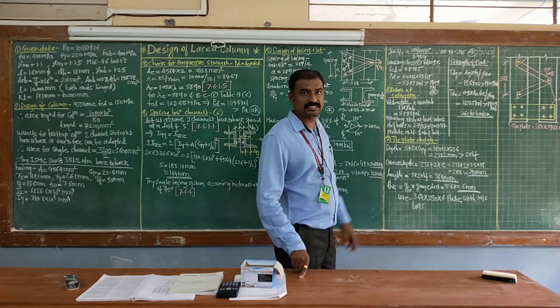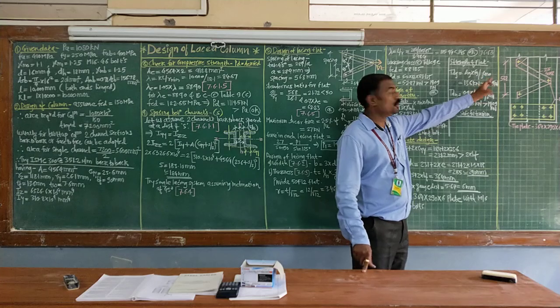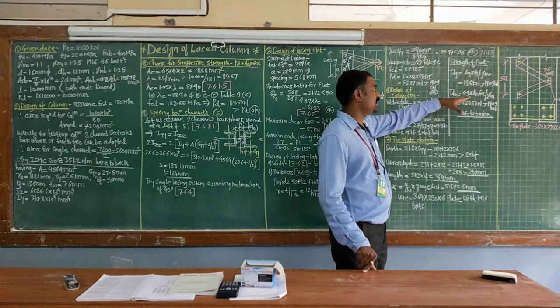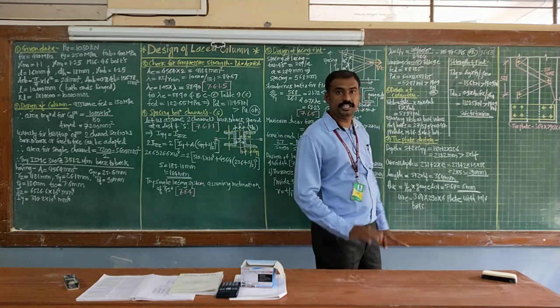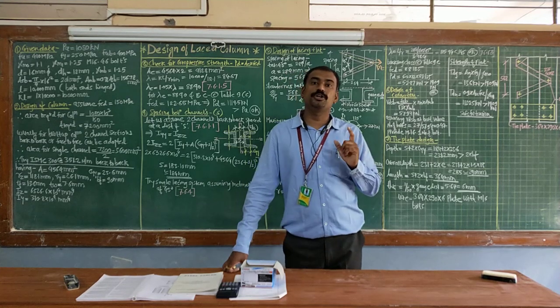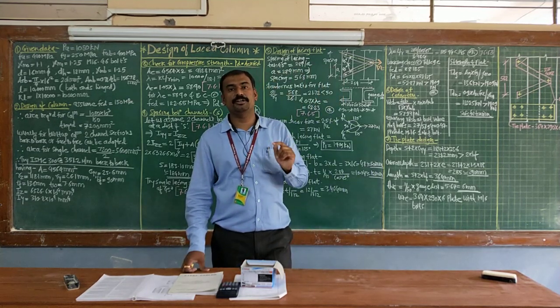Tdg is given as A gross into fy divided by the partial safety factor gamma m0. Calculating that value, you are getting 136 kilonewton. So it is greater than 19, therefore it is safe for Tdg also. Similarly Tdn, that is rupture of critical section. Here you need to calculate the A net value, and A net is always calculated by deducting the diameter of the hole.